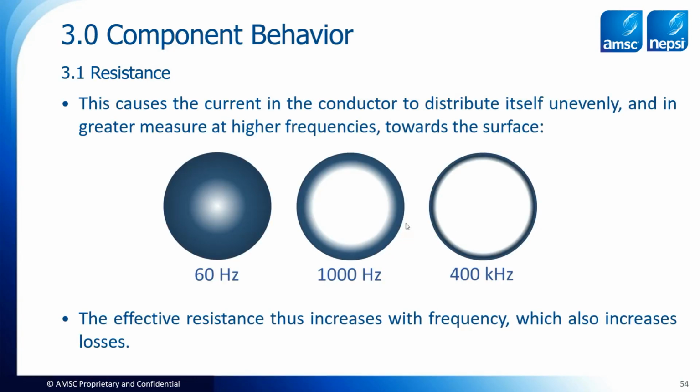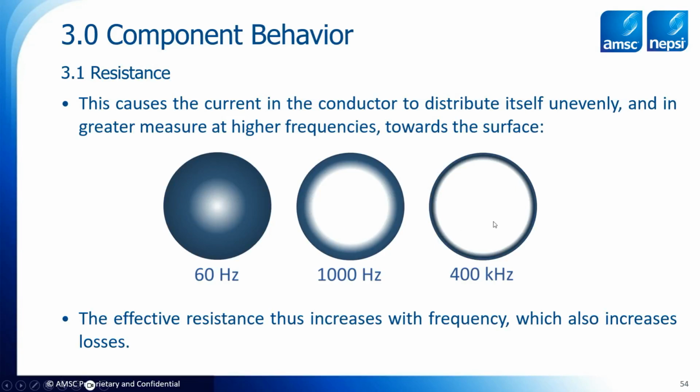But the effect that it has is that it causes, again, the current to distribute itself unevenly within the conductor. And at a greater measure at higher frequencies towards the surface of the conductor. So at 60 hertz, we have most of the current flowing out in this area and not as much on the inside. And this is why ACSR, overhead lines, the conductor can have steel in the middle, right? Because there's not as much current here. So the losses aren't that high.